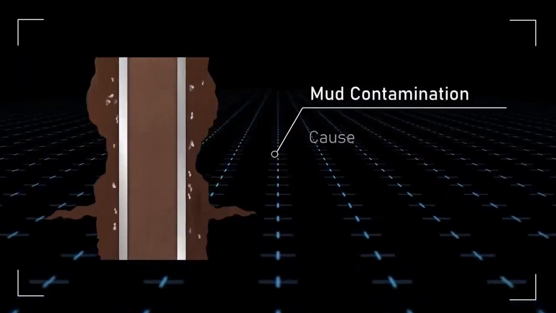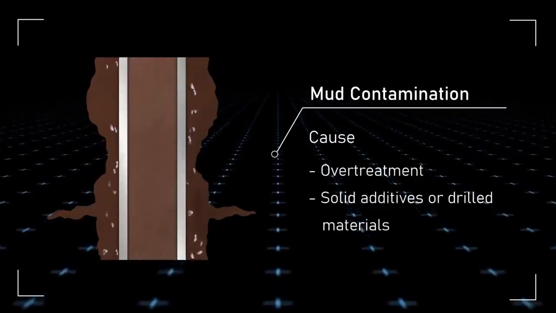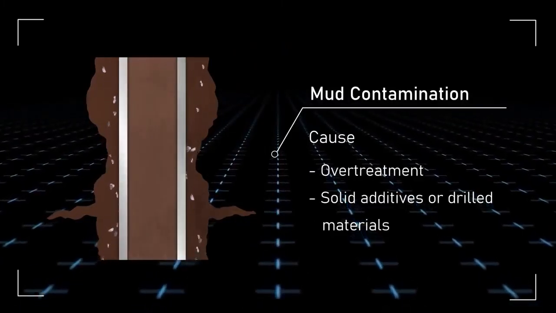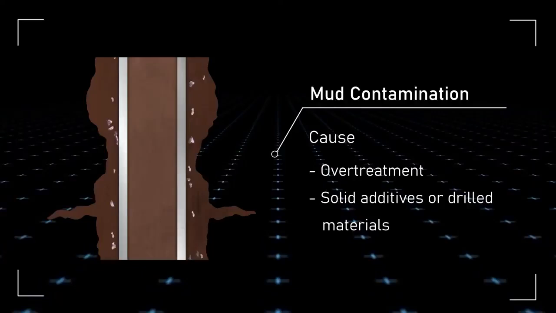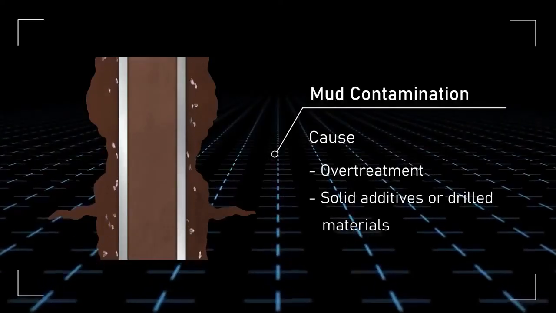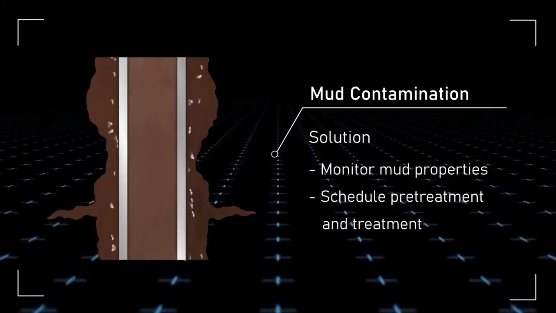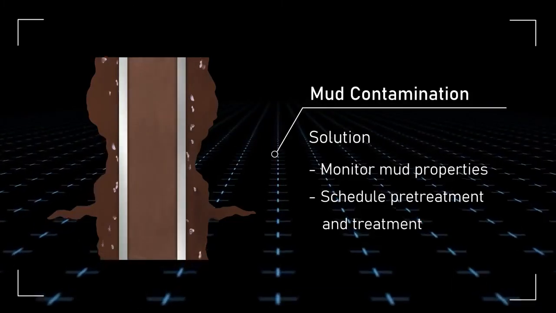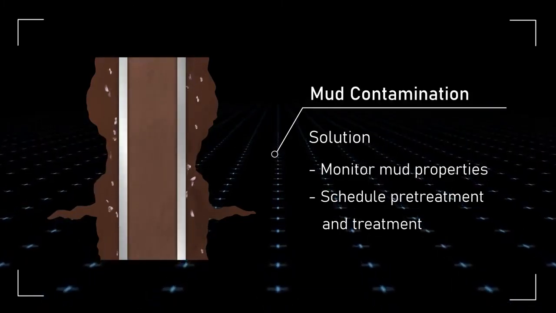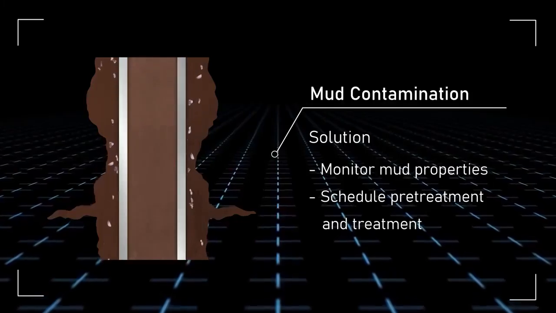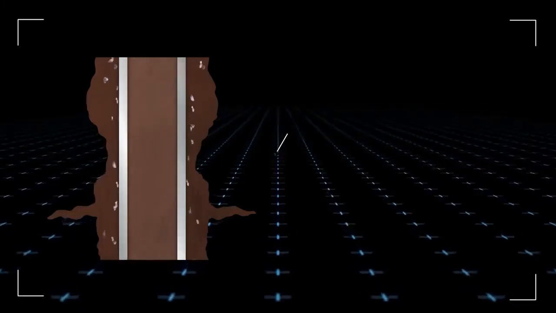Mud overtreatment, solid additives, or drilled materials accumulating in the mud system can all lead to mud contamination. Mud fluid thickening and an increase in viscosity during tests are a sign of mud contamination. Constant monitoring allows mud engineers to catch any changes in the mud properties. Pre-treatment and regularly scheduled treatments help the mud maintain its desired properties.